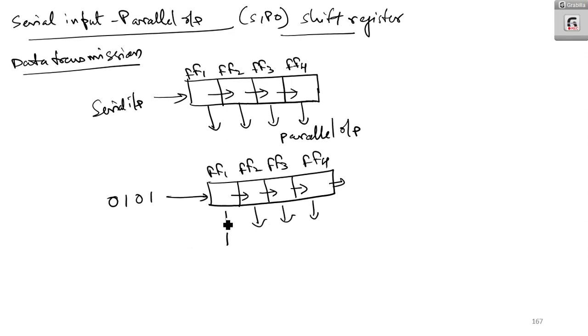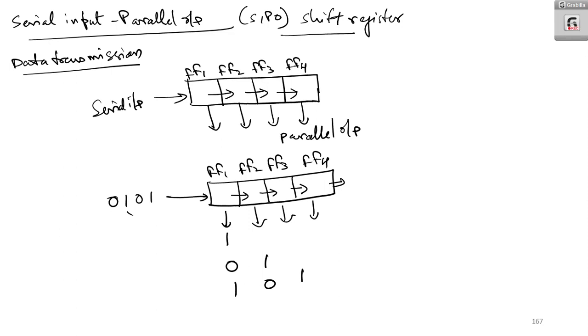In the second clock pulse, what happens? 0 will go in. So what happens? 1 will be shifted to here, and 0 will be coming out from this shift register, from this first flip-flop. In the third clock, again 1 is coming in. So this 1 will be coming out from flip-flop number 3. 0 will be coming from here, and 1 will be coming out from here.